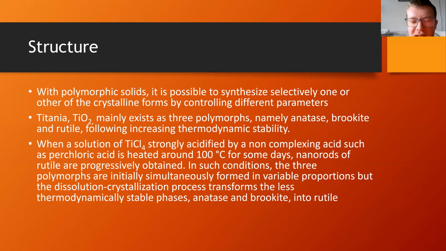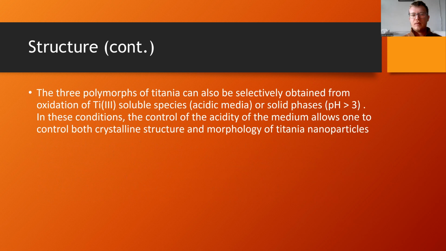When a solution of titanium tetrachloride, strongly acidified by a non-complexing acid such as perchloric, is heated around 100 degrees Celsius for some days, nanorods of rutile are progressively obtained. In such conditions, the three polymorphs are initially simultaneously formed in variable proportions, but the dissolution-crystallization process transforms the less thermodynamically stable phases, anatase and brookite, into rutile.